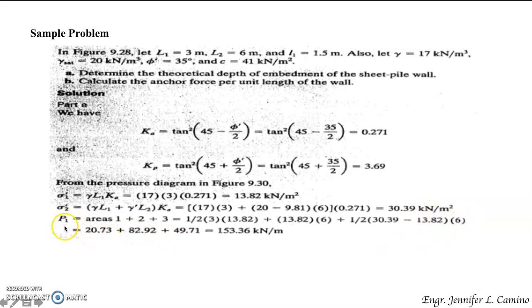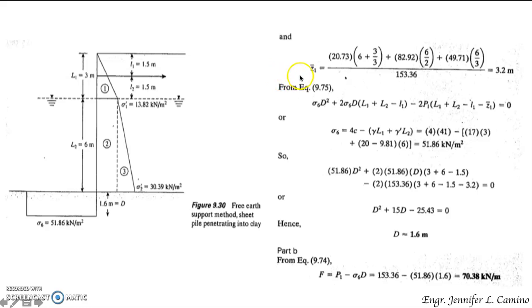Of course, we have to determine our P1, our force acting on the sheet pile, which is now 153.36 kilonewton per meter. You have to identify the areas: area 1, area 2, and area 3. You have to divide the pressure diagram into sections, so you can now identify your Z bar, using the equation that was presented a while ago. So that is, Z bar is 3.2 meters.